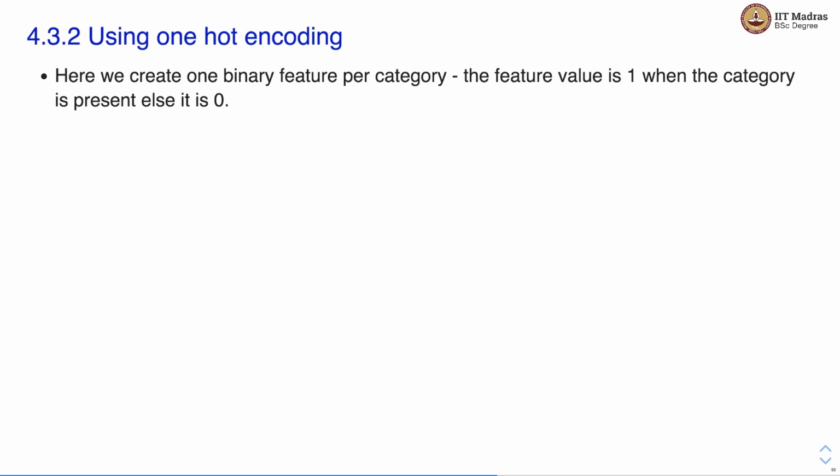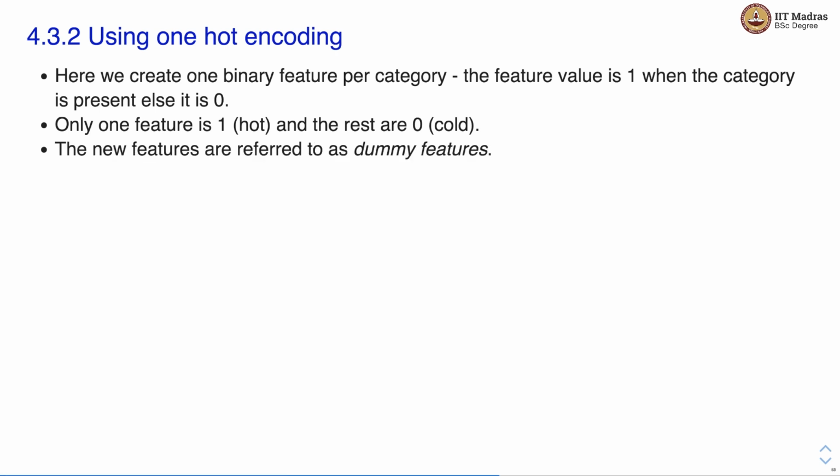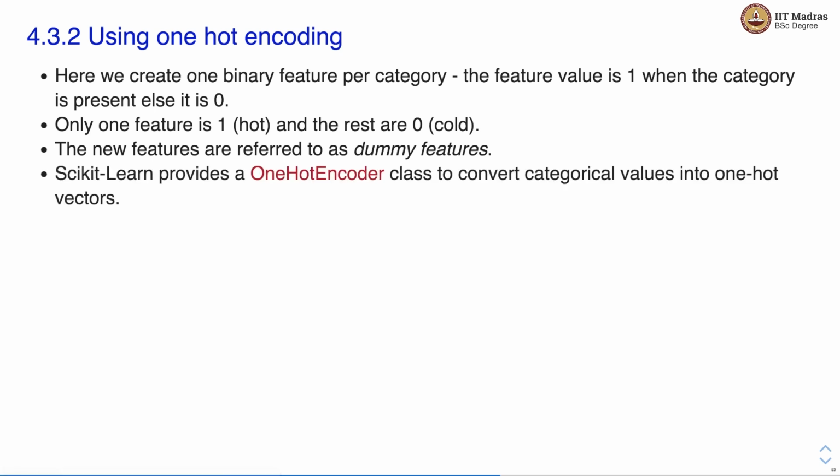In that case, we use one-hot encoding as an option. Here, we create one binary feature per category. The feature value is 1 when the category is present, otherwise it is 0. Only one feature is 1, which is hot, and the rest of them are 0, which is cold. The new features are referred to as dummy features. sklearn provides the OneHotEncoder class to convert the categorical values into one-hot vectors.